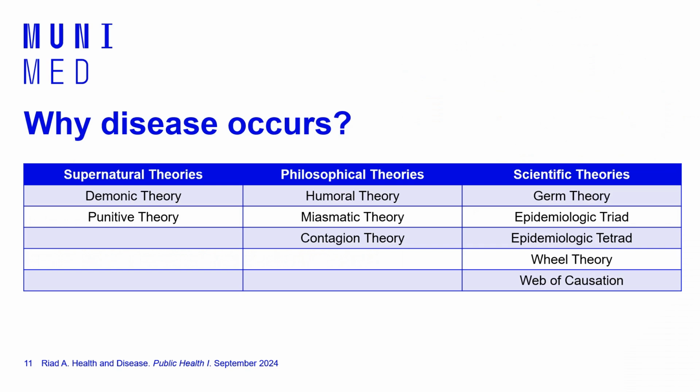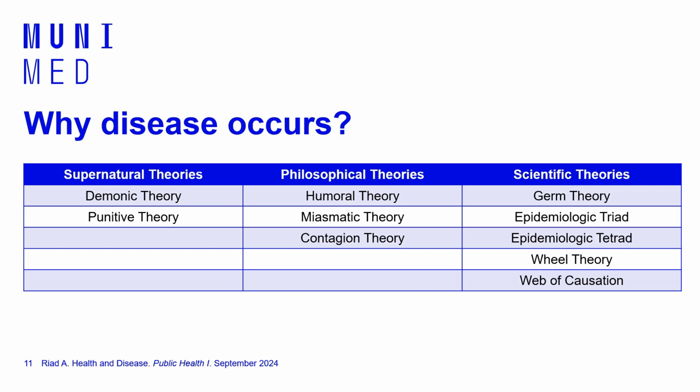Okay, so these were the three levels of disease theories or three types of disease theories. The first group was supernatural theories. These were the oldest ones. They had no scientific evidence or scientific explanation for the disease occurrence. Then the second level were the philosophical theories, and they were based on environmental observations that were analyzed using philosophy or like critical thinking. However, they had no empirical evidence yet, and these were the humoral, miasmatic, and contagion theory.